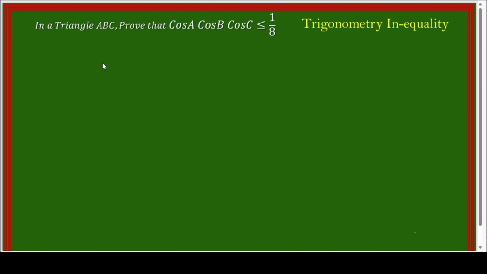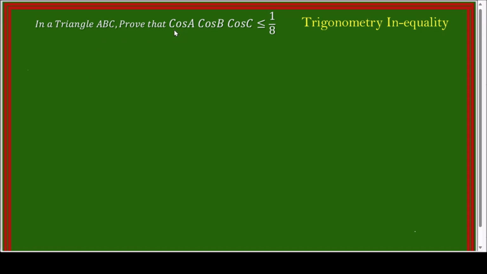Today's question is from trigonometry inequality. In a triangle ABC, prove that the product of cos A, cos B, cos C is less than or equal to 1 over 8. So I'm changing the question a little bit. To prove this, I'll prove that 2 cos A cos B cos C is less than or equal to 1 by 4. This is the same meaning.